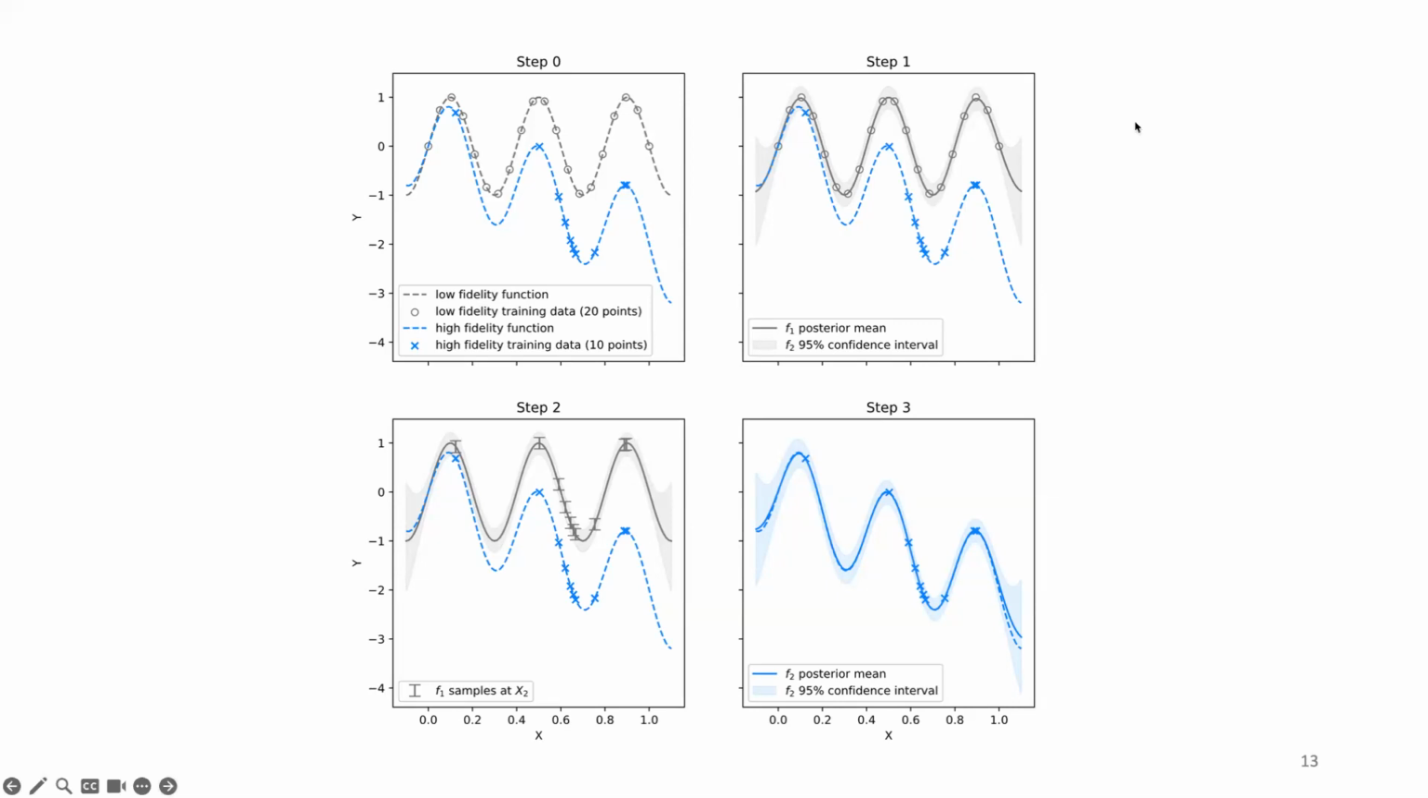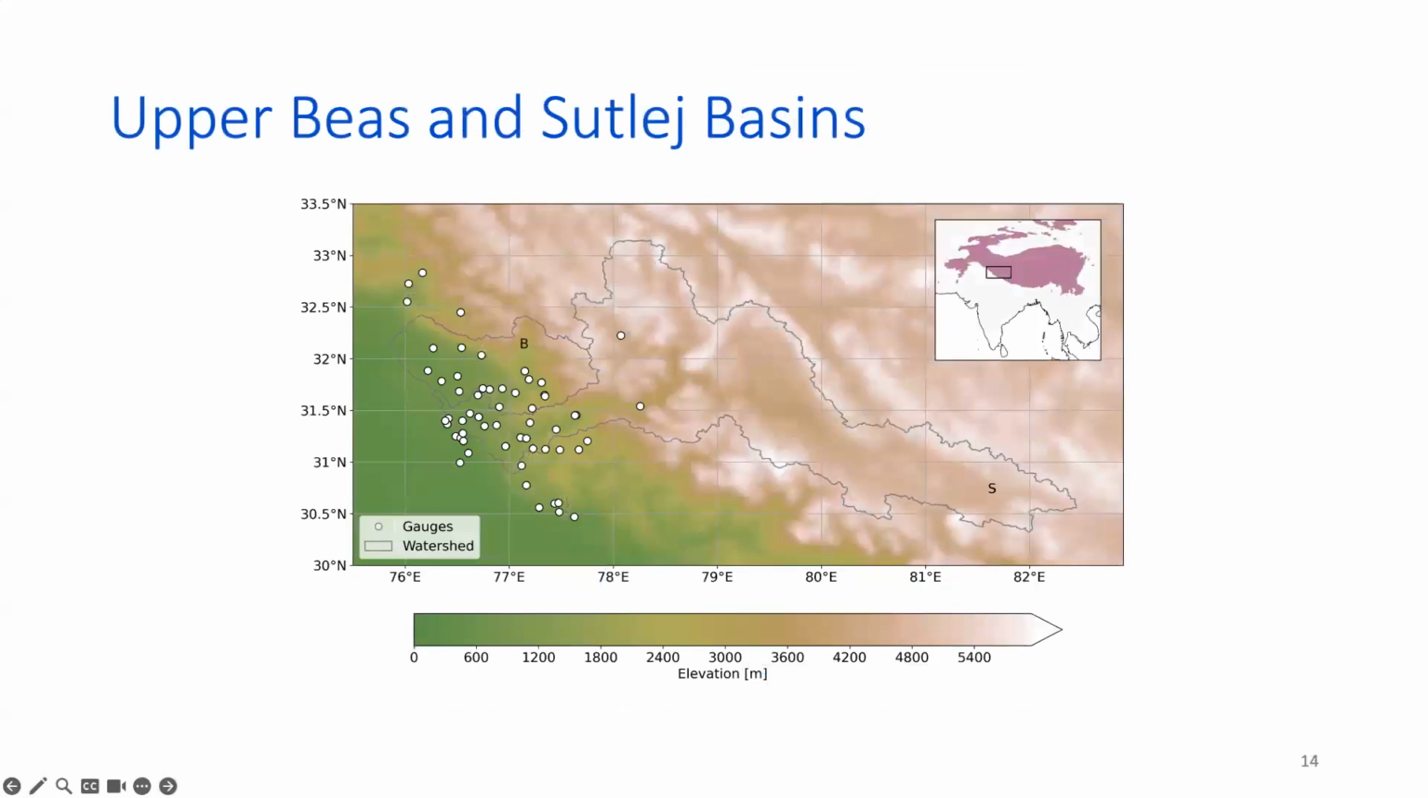So let's come back to our mountains. And we're going to look at a case study for the Beas and Sutlej River Basins, which are two major tributaries of the Indus River. So geographically, this is at the borders between Pakistan and India.